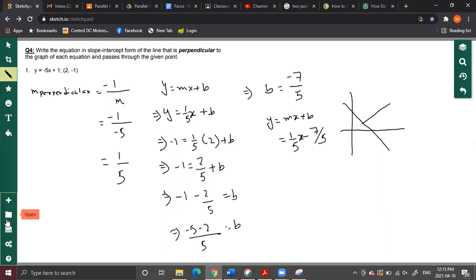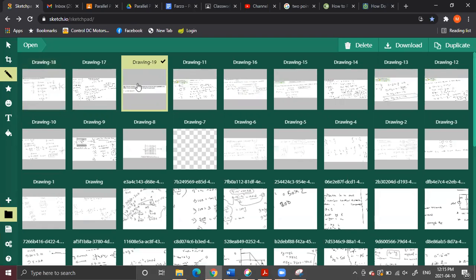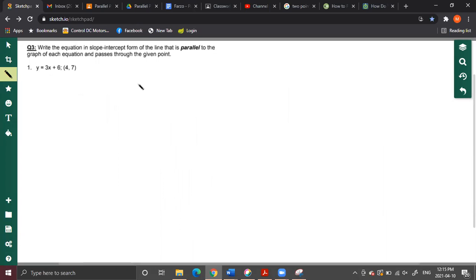And I'll do another example for a parallel line. So in parallel lines, we know slopes are the same. So m1 is equal to m2. So we'll have the same slopes. We already have the equation, so y equal to 3x plus 6. So then the new parallel equation will also have 3x plus b.